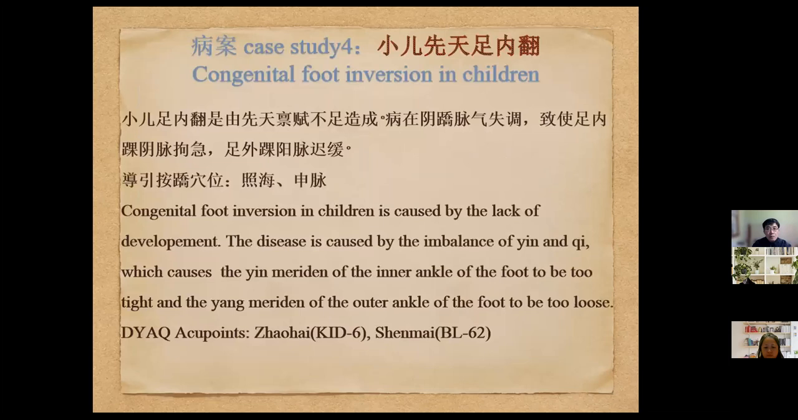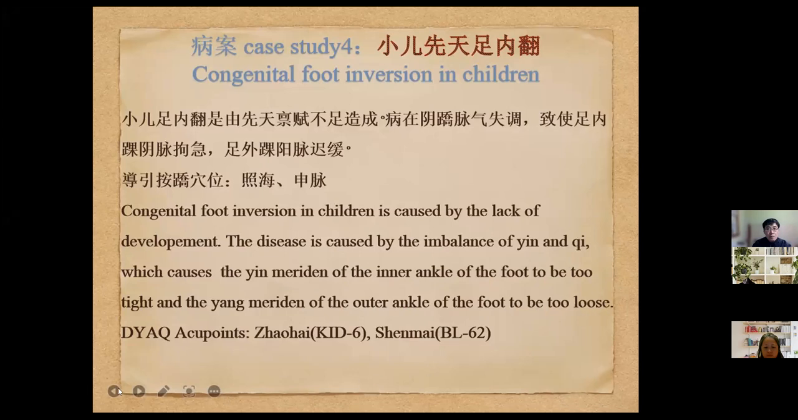So now we come to case four, called congenital foot inversion in children. Congenital foot inversion in children is caused by a lack of development. The disease is caused by an imbalance of yin and qi, which causes the yin meridian of the inner ankle of the foot to be too tight, and the yang meridian of the outer ankle of the foot to be too loose.